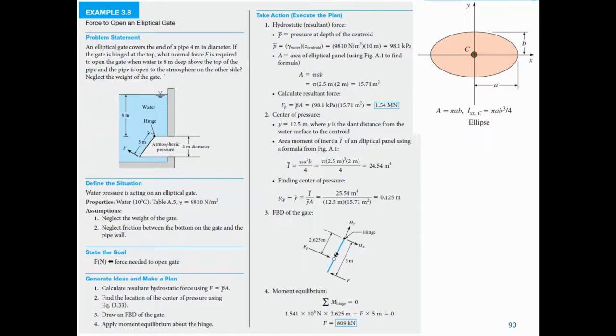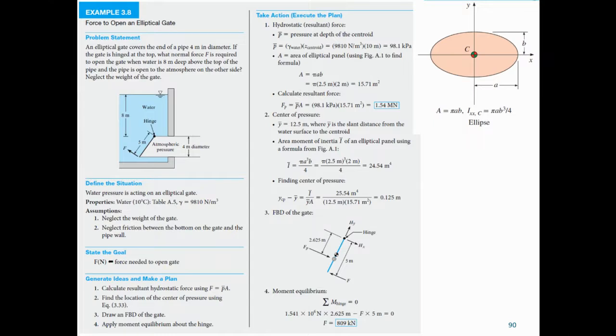And the pipe is open to the atmosphere on the other side. Neglect the weight of the plate. By neglecting the weight of the plate, otherwise it has to be included in the analysis. And here, water pressure is acting on an elliptical gate, and these are the properties of water. Assumptions: neglect the weight of the plate and neglect friction between the bottom of the plate and the pipe wall. Otherwise, we have to show the friction force. Remember chapter 8 of statics also, because whenever you have two bodies in contact, friction force exists.